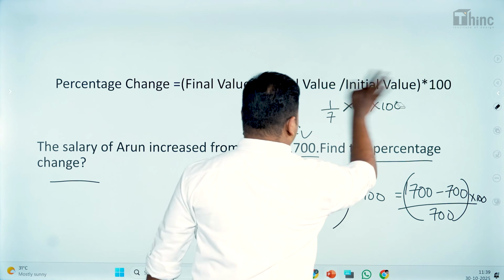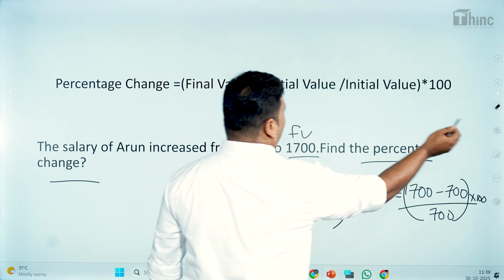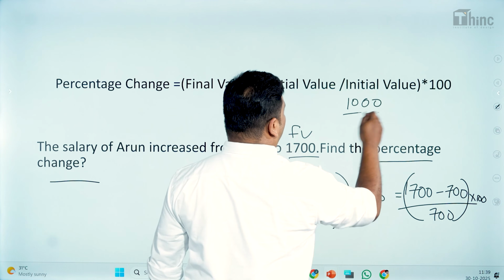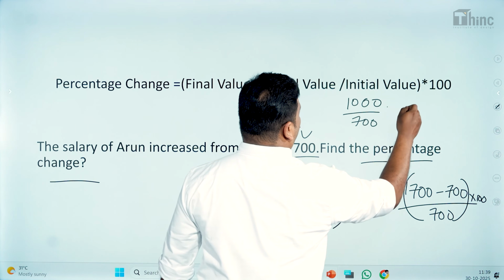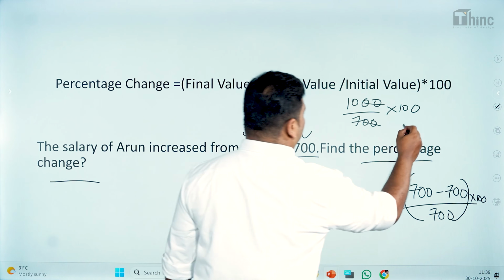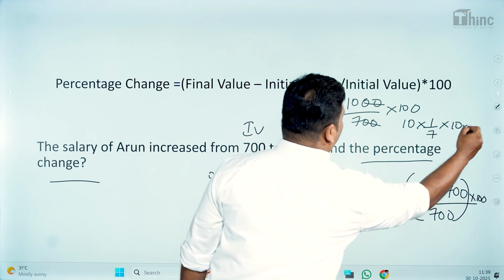So what we are getting is 1000 by final value minus initial value by initial value into 100. So 1000 by 700 into 100. Now we can actually cancel these two off. So what will we get? We'll get 10 into 1 by 7 into 100, right? We can write like this.